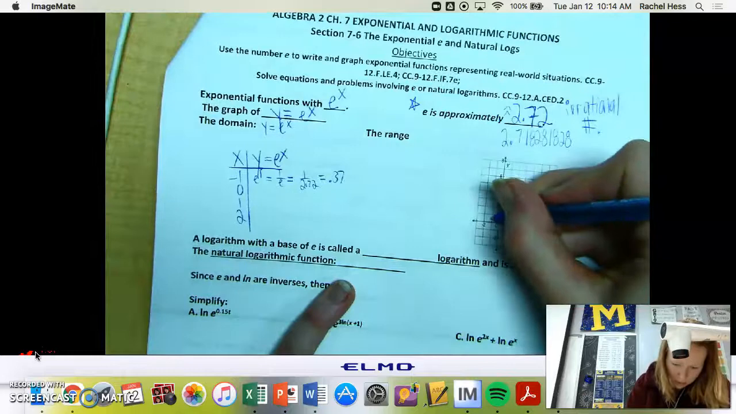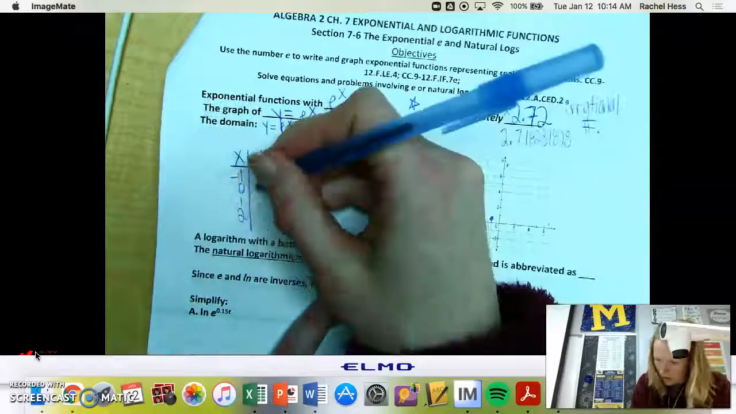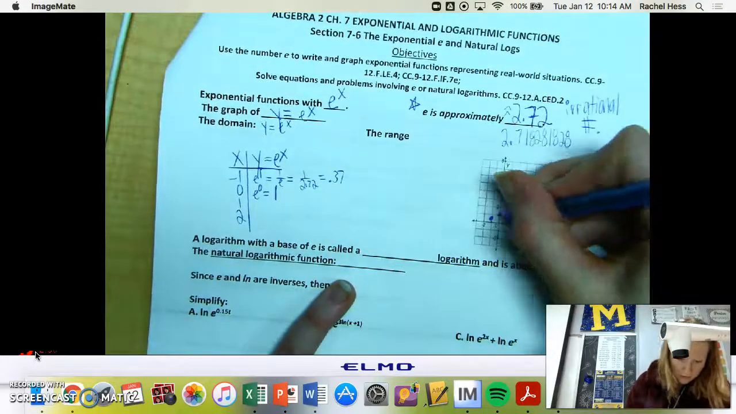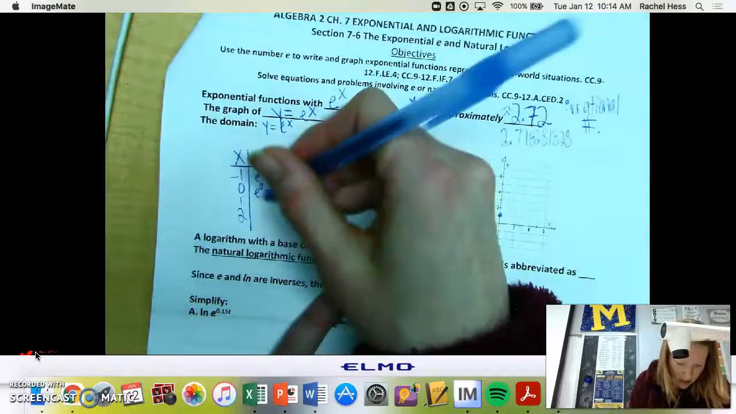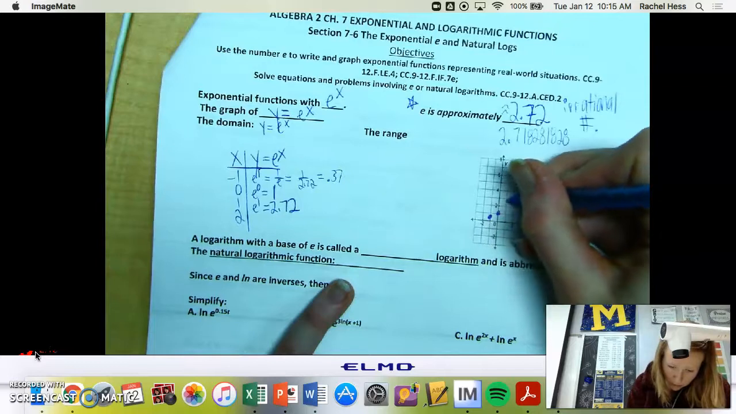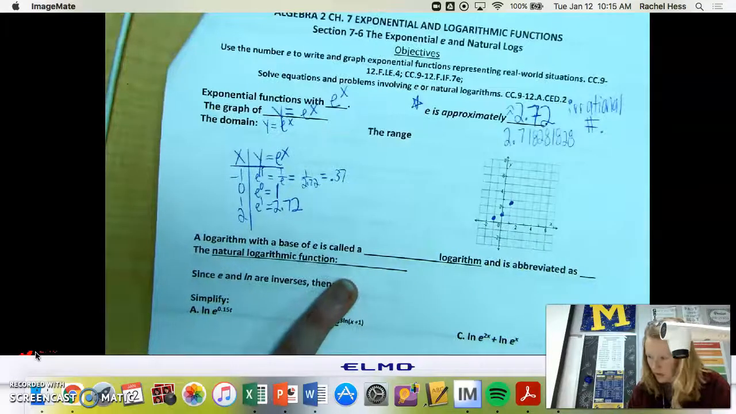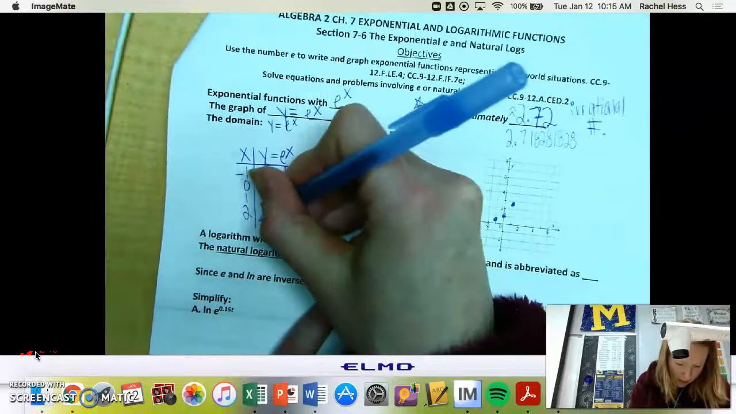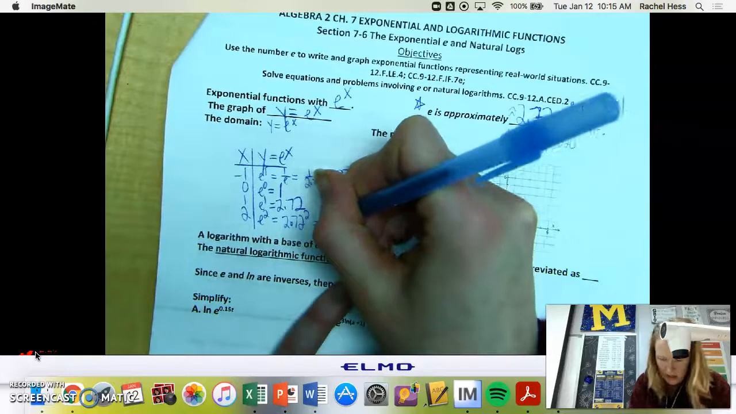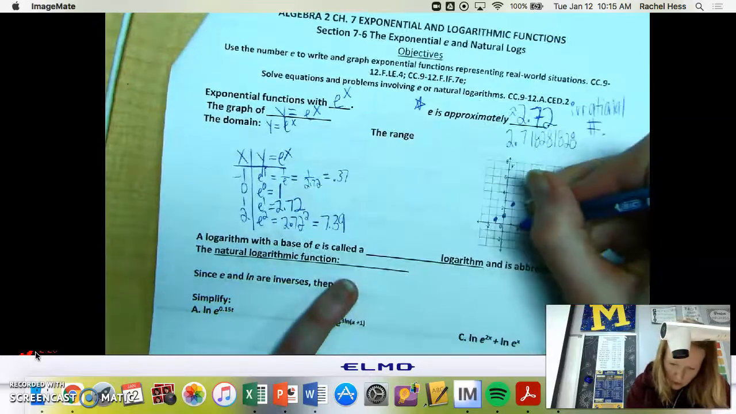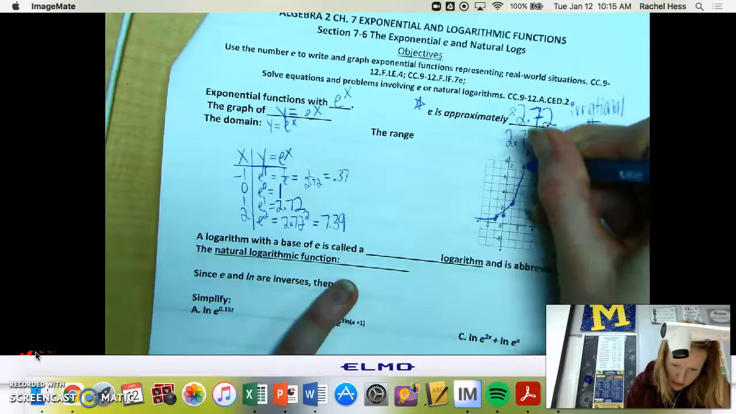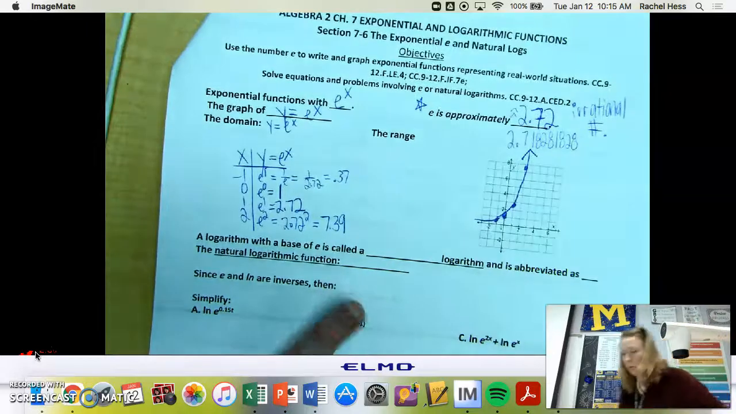So we plot -1 and 0.37. For 0, e to the 0th power is 1, because anything to the 0th power is 1. So I'm going to plot that dot. E to the first power is 2.72, like we just talked about. So 1, 2.72. We'll have to guesstimate where that goes a little bit. And then e to the second power is whatever 2.72 squared is, which looks like 7.39. So 2, and then a little bigger than 7. This looks just like the exponential growth that we talked about in section 7.1.